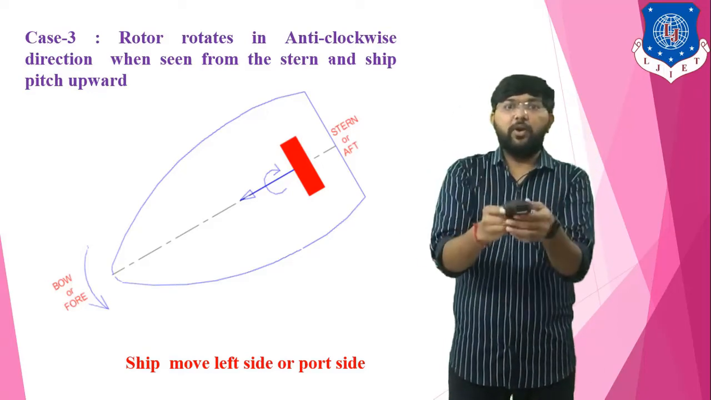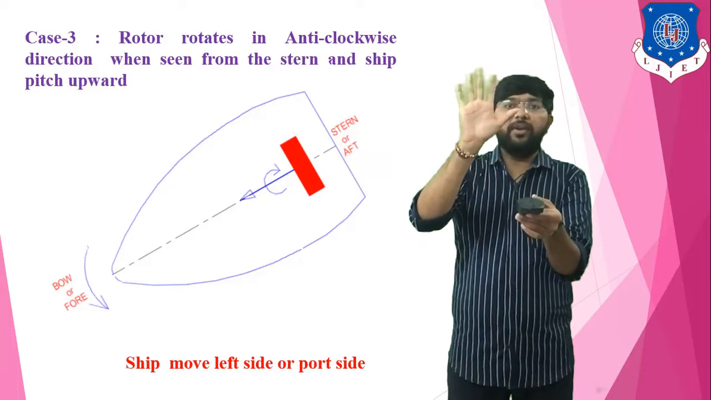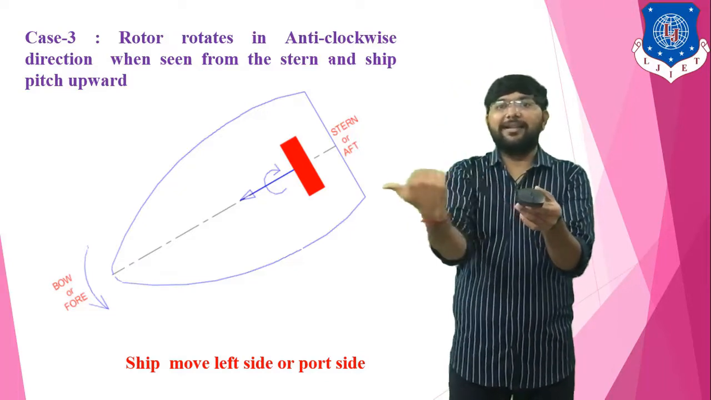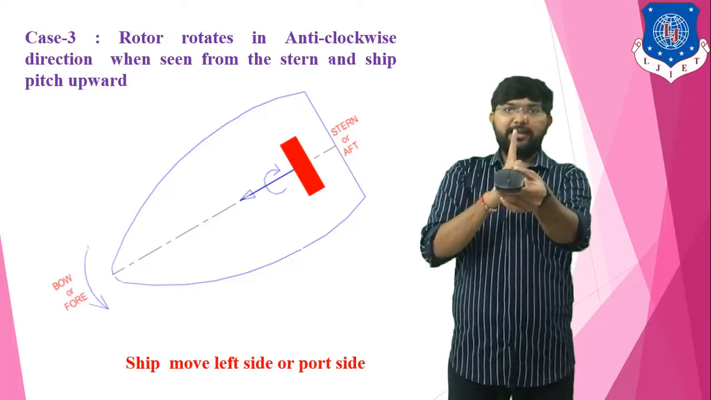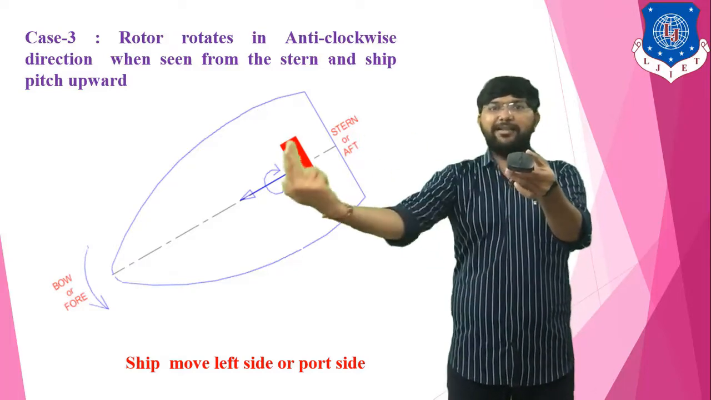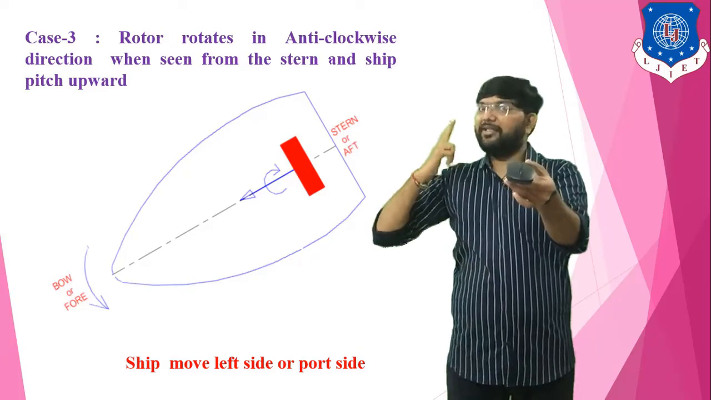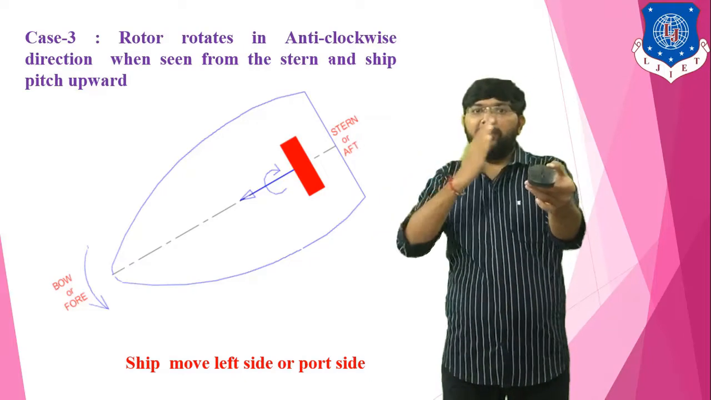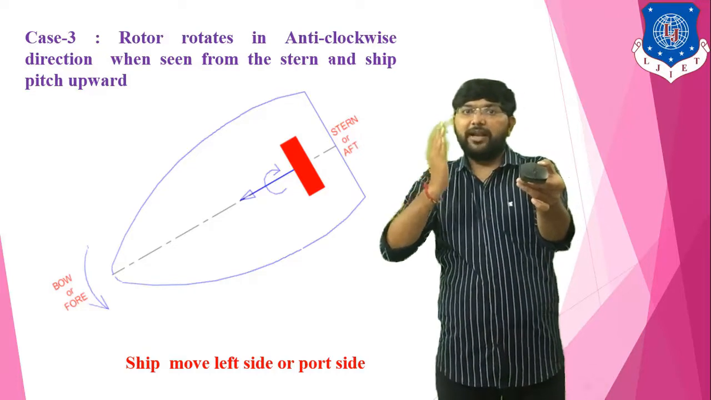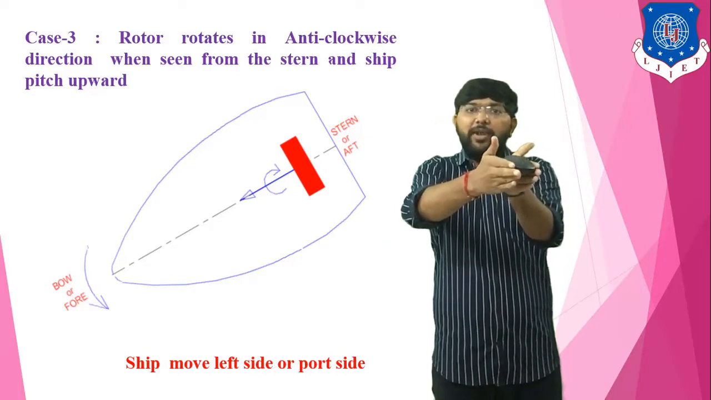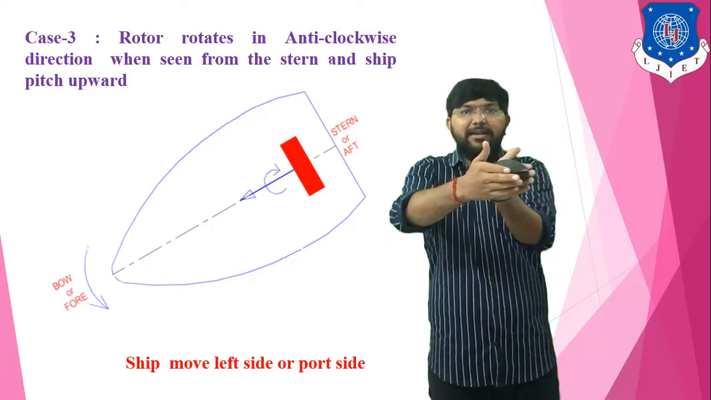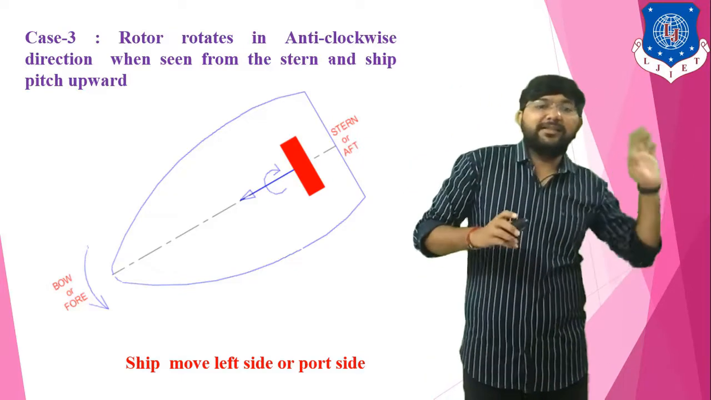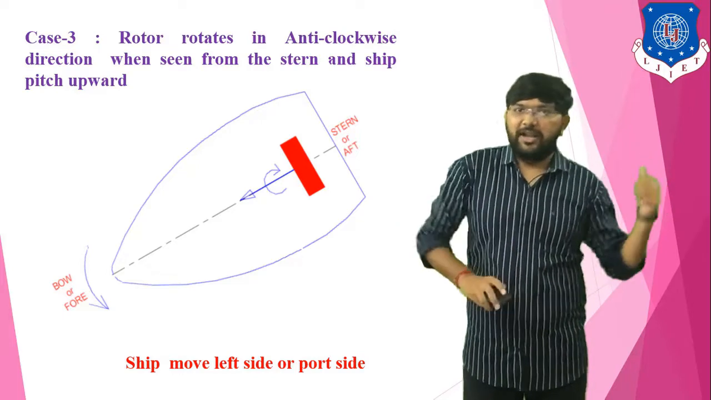Ship pitches upwards. So you have to put your finger in the upward direction. At that time the second vector is like this. So the first vector is in the reverse direction. The second vector is like this. So the resultant is in this direction, in the inclined direction. Clear? So the body tries to move in the direction of the resultant. So at that time the ship moves to the left hand side. Clear? Got it? So the result of case number 3 is that the ship moves to the left side, the port side.